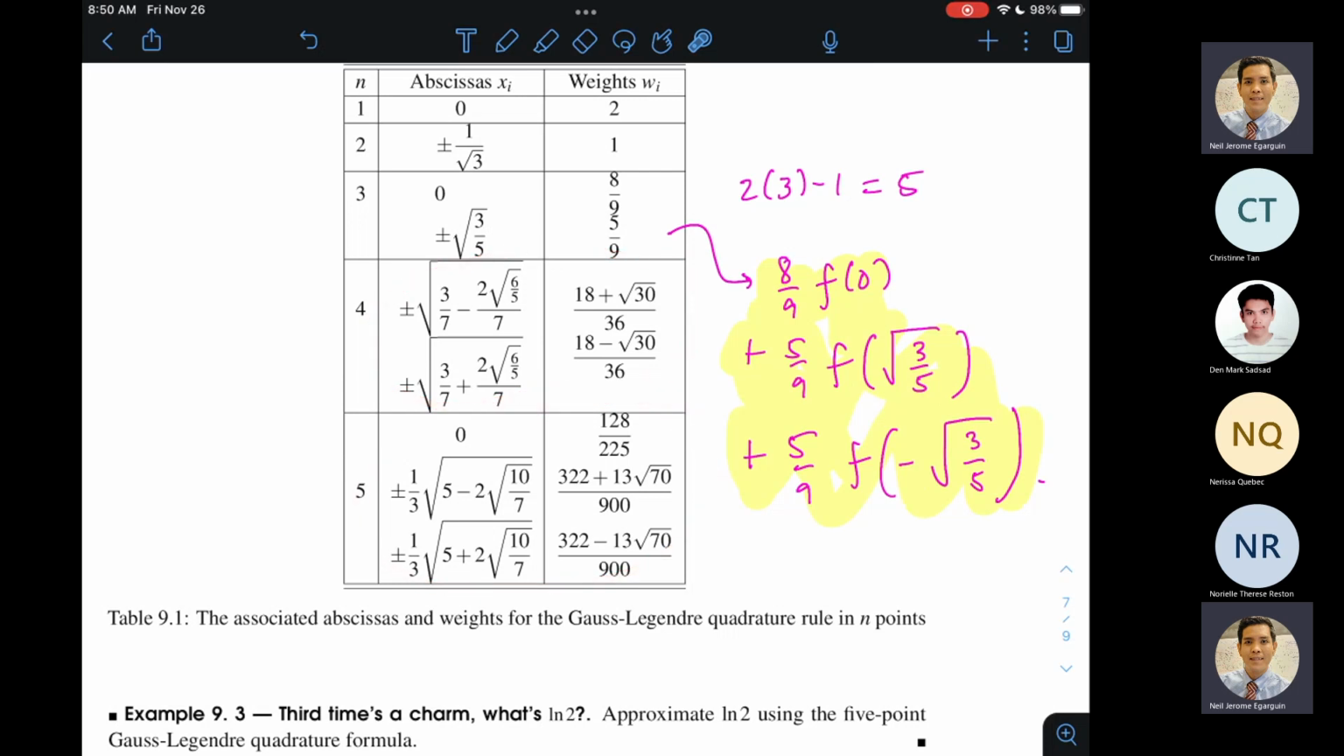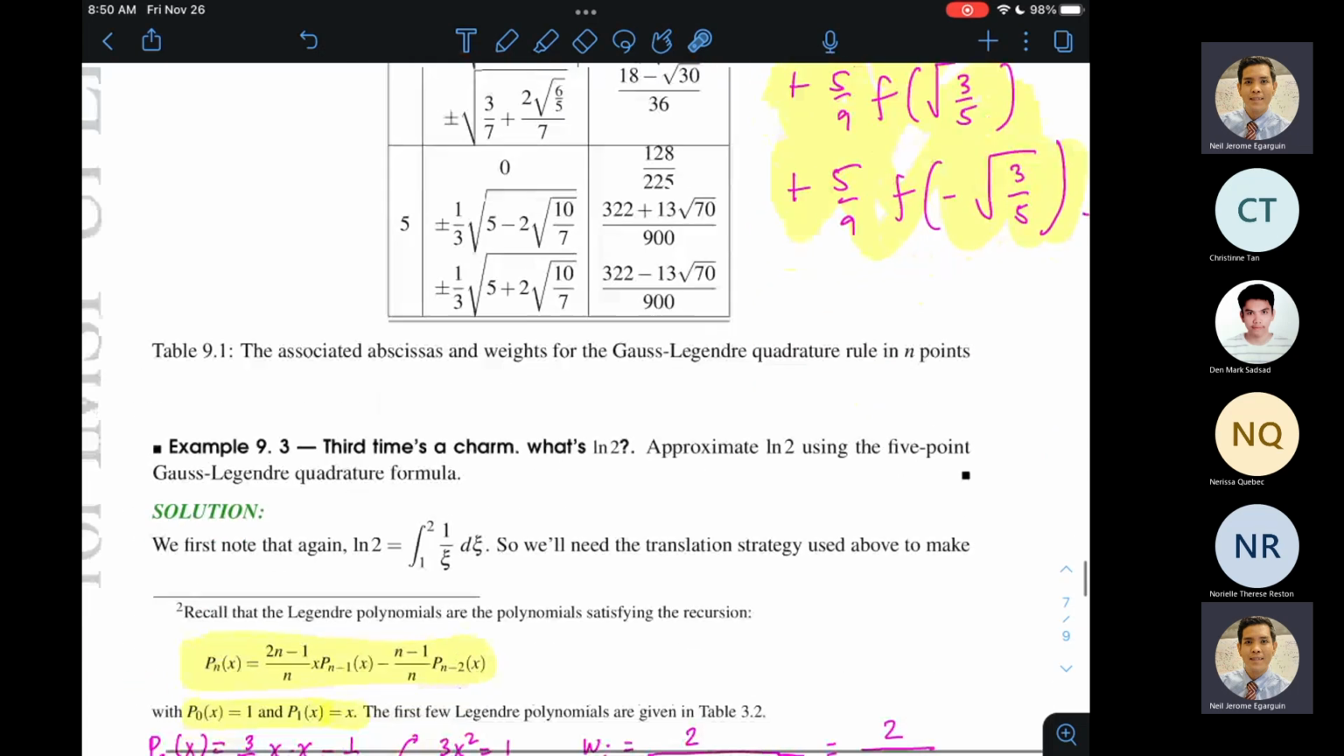But the nice thing is we have this table up until 5. You can explore MATLAB. I think kay MATLAB merong paraan para makita yung abscissas at saka mga weights para sa isang Gaussian quadrature formula or Gauss Legendre formula for large values of n. So merong one-line command para makita sila. Okay, but at least until here until n equals 5, we have the abscissas and the weights listed in table 9.1. Okay, so let's do a quick example.